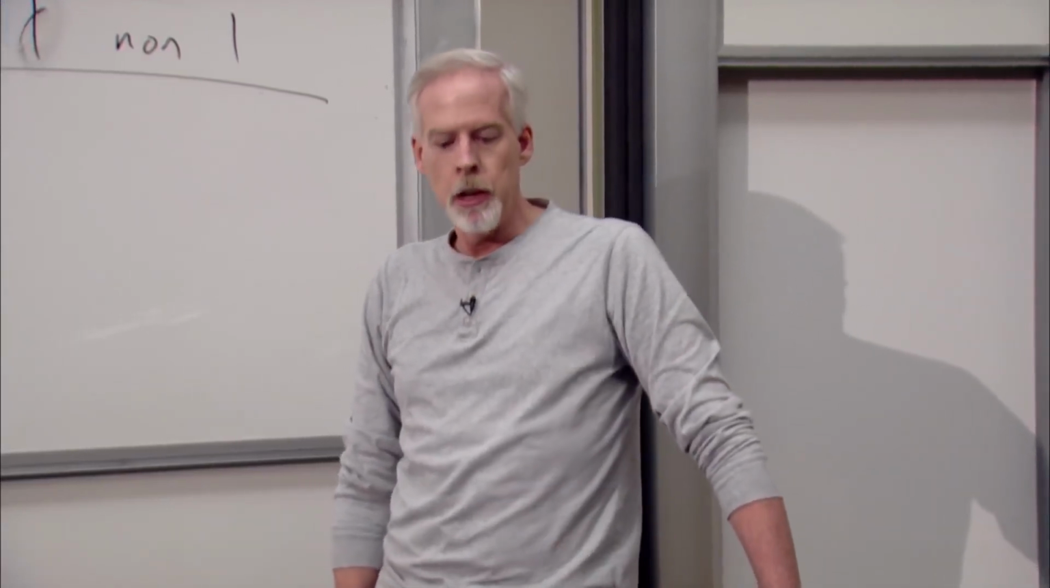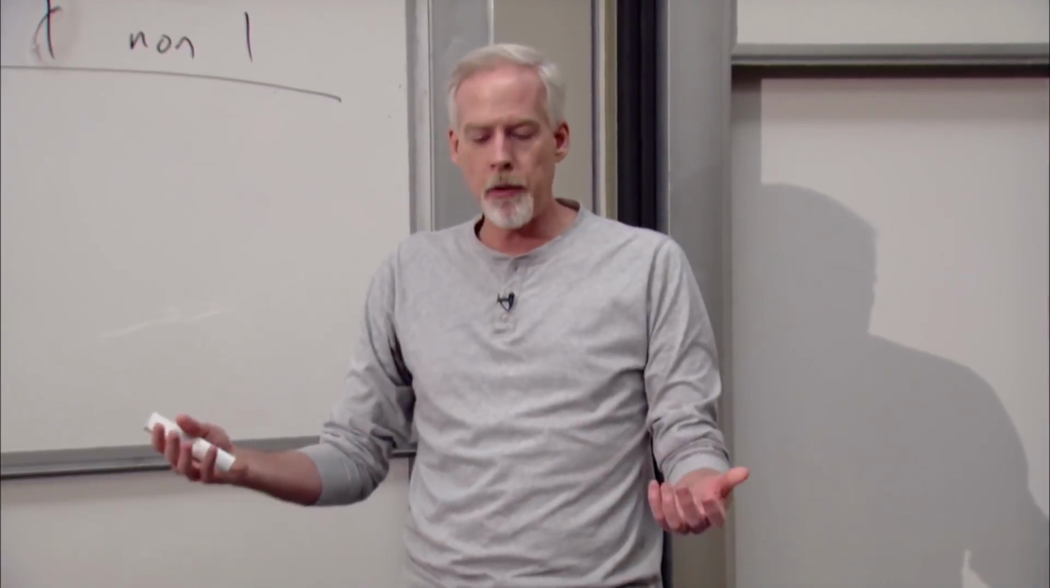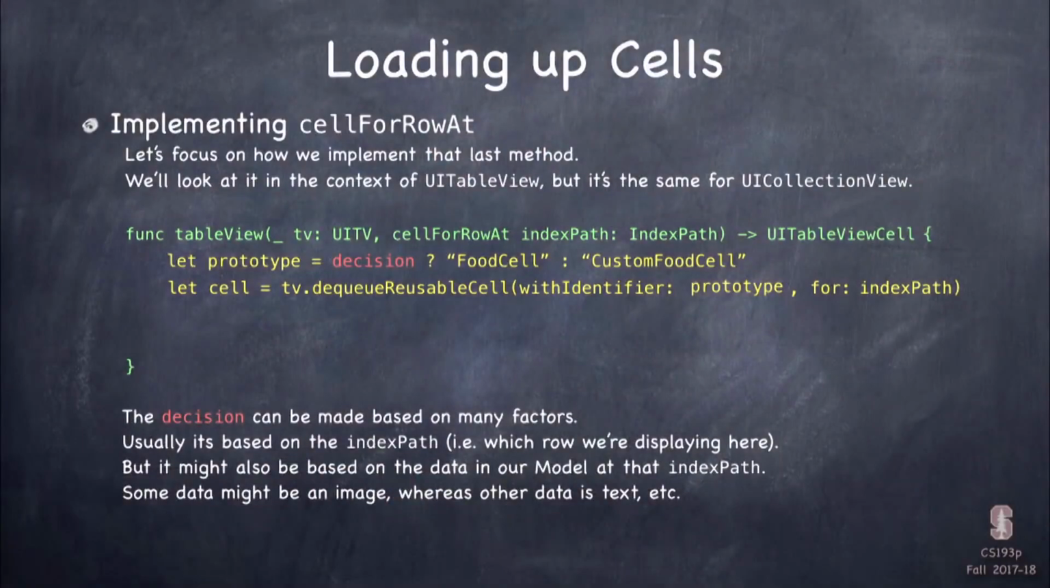All right. So now that we know about this, we sometimes will have a line like this, which is let the prototype, which is just a string here, equal some code that makes a decision, either a food cell or a custom food cell. That decision might be made on what index path you have, like which section it's in, or maybe it's based on the data that's going there, like maybe for some fruits we have detailed information, and for some foods we don't. So we're going to use the detailed one, custom food cell, when we have the information, and food cell when we don't. You see how we can just decide right here which one is appropriate, and then we dequeue that one to get the right cell.